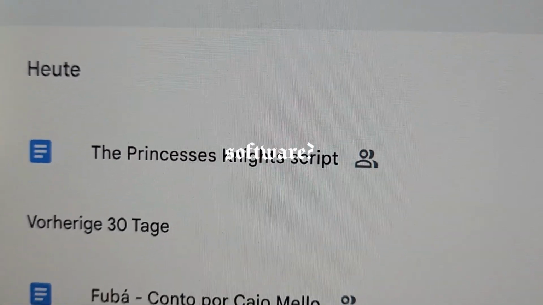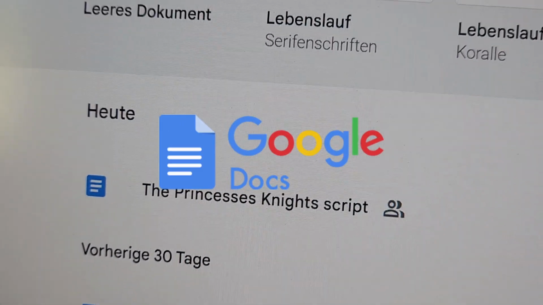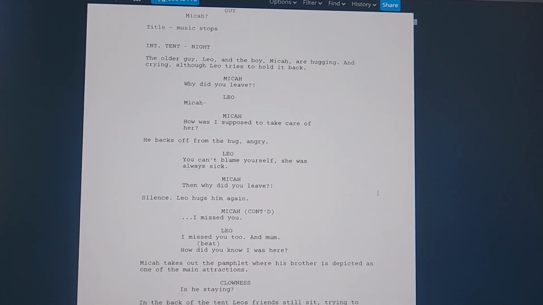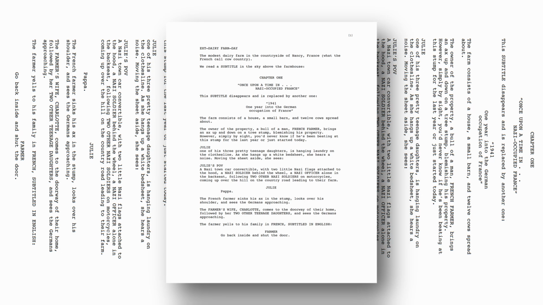Okay, so this script was so loose and kind of thrown together that I wrote it in Google Docs with barely any formatting. But that's very unlike me. All the other scripts I wrote before were done in Writer Duet, which is a specific software that puts your script into the classic screenplay format.